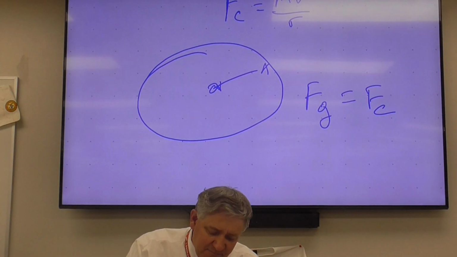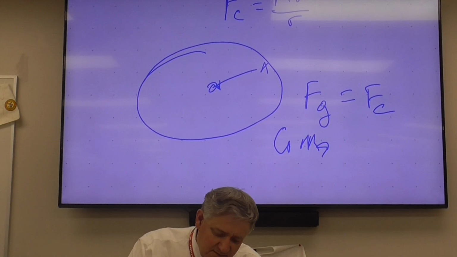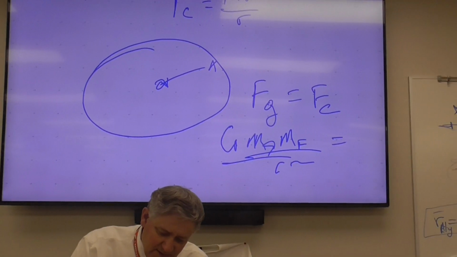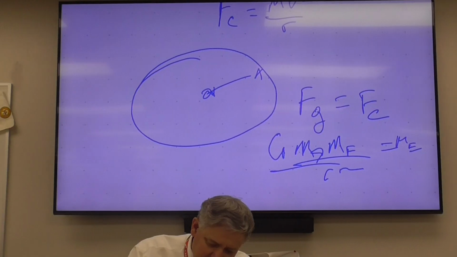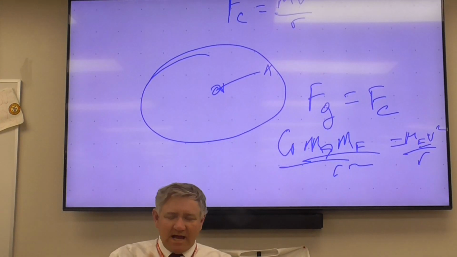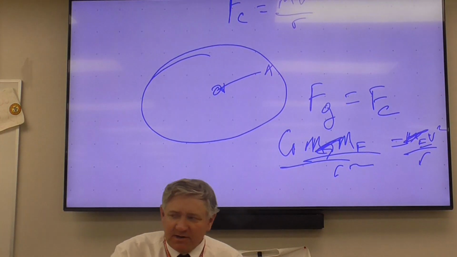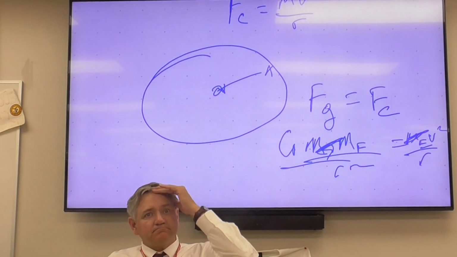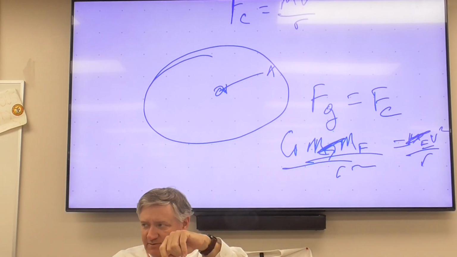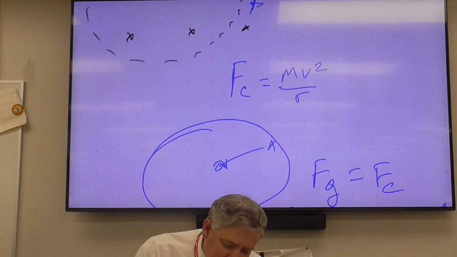And that was big G, M1, M2, mass of the sun, mass of the earth over r squared, and that would equal the mass of the earth times v squared over r, right? What's going to happen to the mass of the earth? It cancels out, right? But here's the point of the story. What creates the centripetal force is the gravitational force. Now it's magnetic. So do you see where this is going?